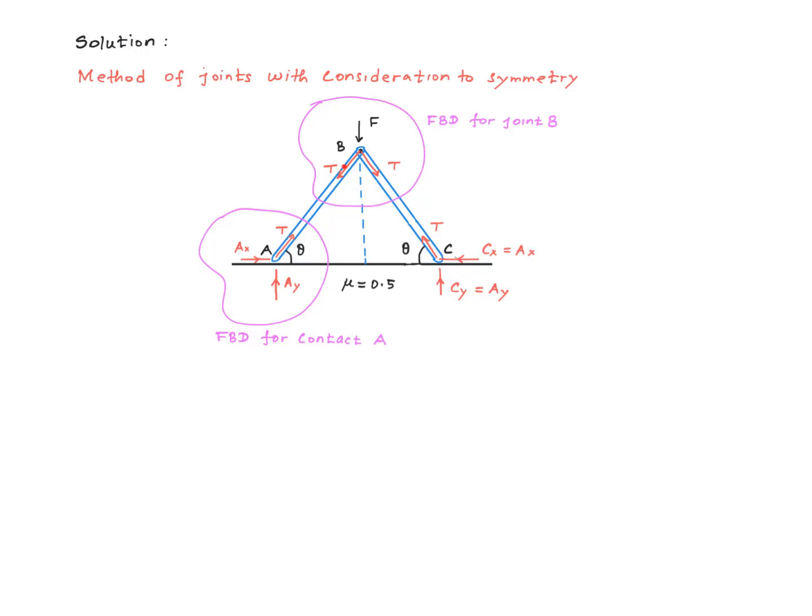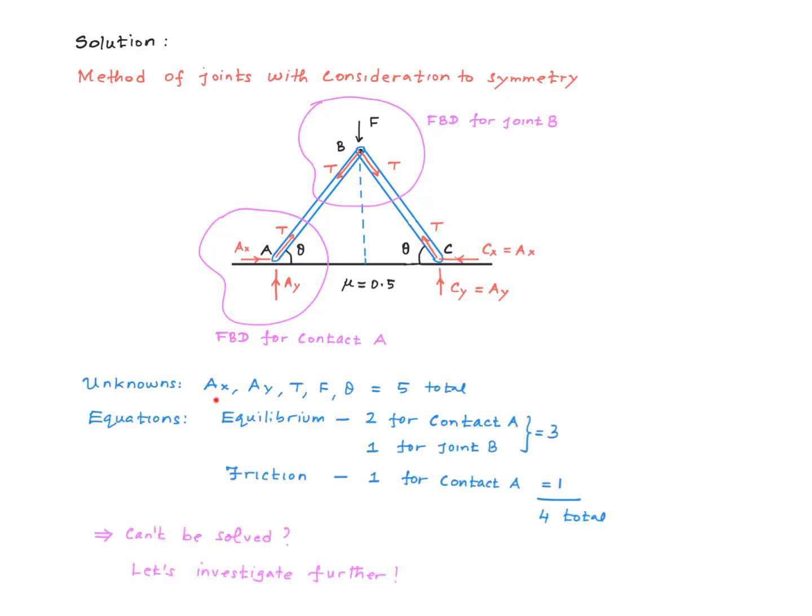If I call the tension in rod AB as T, it has to be the same on rod BC because of the symmetry we just talked about. Similarly, the reactions at point A and point C must be identical. We will consider the free body diagrams at point A and point B in the analysis. Here is a list of the unknowns of the problem: AX, AY, T, F and theta.